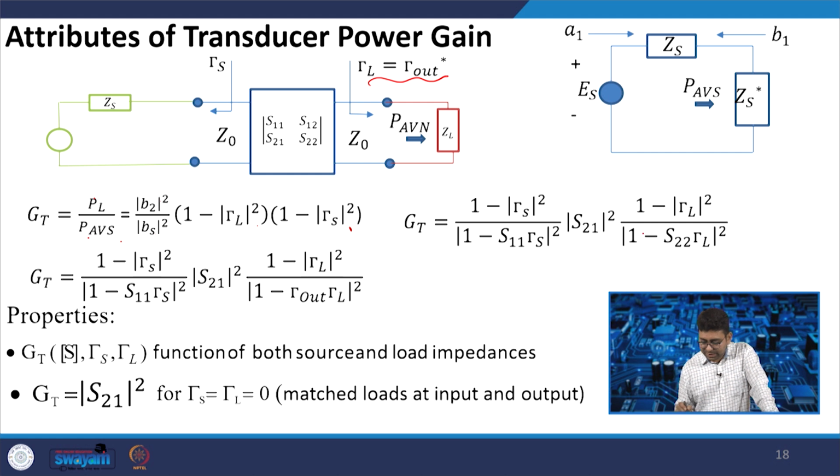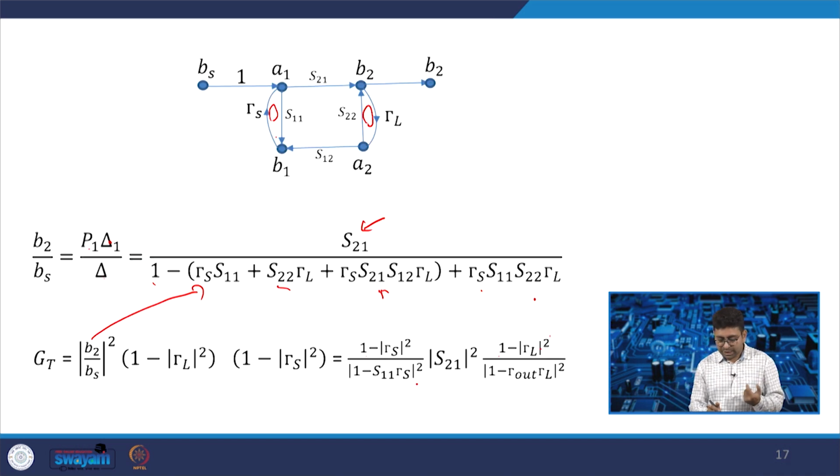If you consider that your transistor is unilateral, where S12 is equal to 0, in that case you can consider gamma out equal to S22. So, in the unilateral case, there is no power flow from A2 to B1, meaning you have very good isolation between input and output, and S12 is equal to 0.